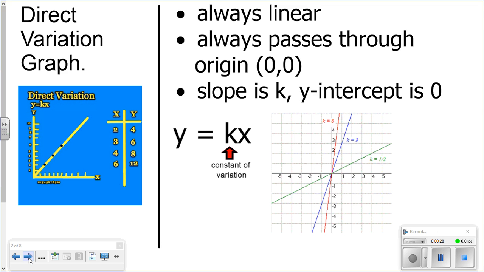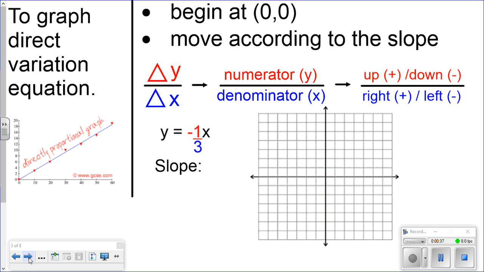So our equation is going to be y equals kx, with k being our constant of variation. So the rate of change, the thing that happens over and over again. So to graph a direct variation equation, we always start at 0, 0, and then we move according to that slope. So remember, slope is the change in y over change in x. So the numerator tells you how much to go up and down, and the denominator tells you how much to go side to side.